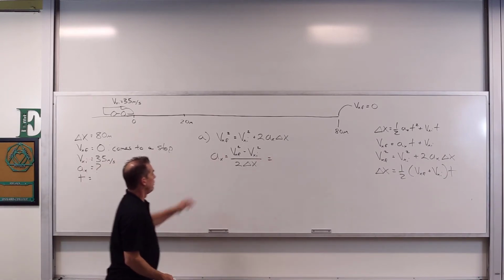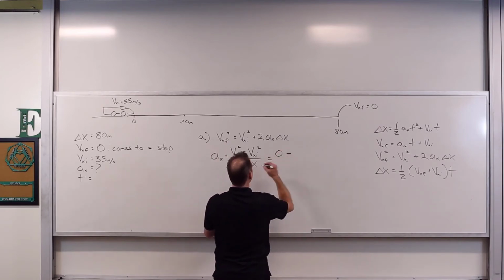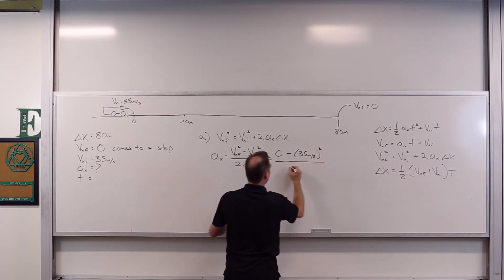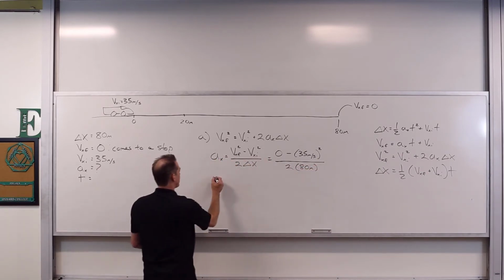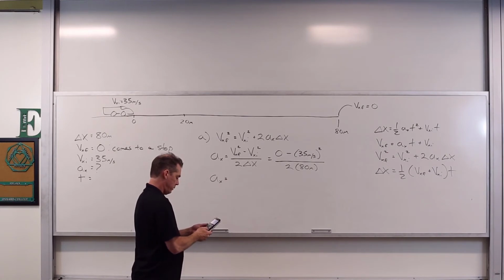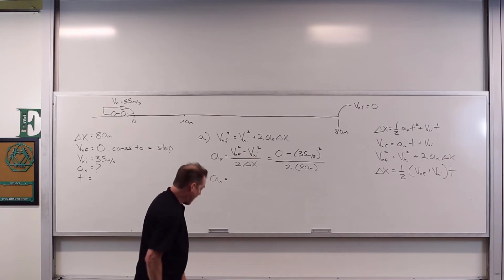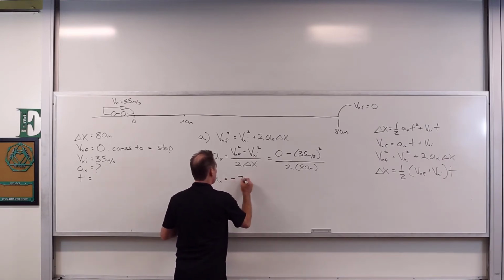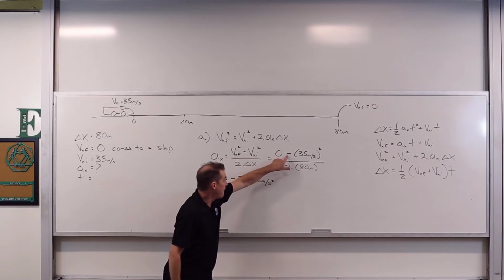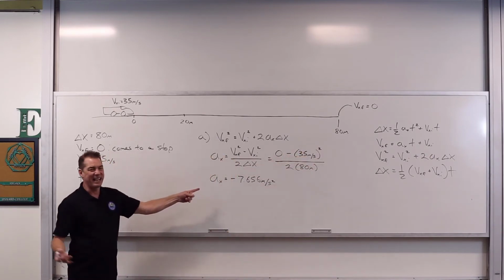And then we can go ahead and plug in our values. We know Vx final is 0. And then we have minus 35 meters per second quantity squared, divided by 2 times delta x, which is 80 meters. So what do we get out of this? a sub x is equal to negative 7.656 meters per second squared. It comes out to be negative, right? Because it's a minus 35 meters per second squared there. What does the negative sign mean?